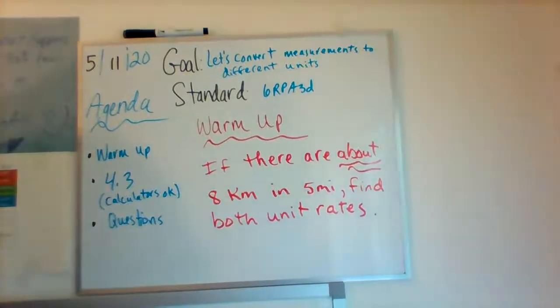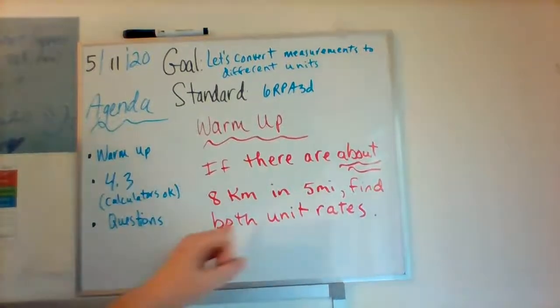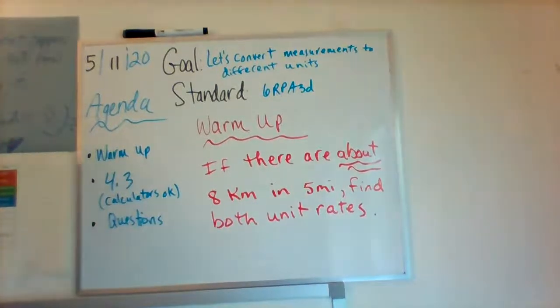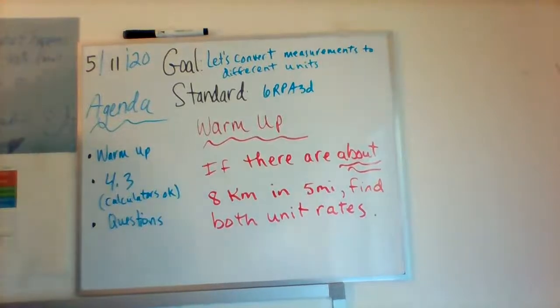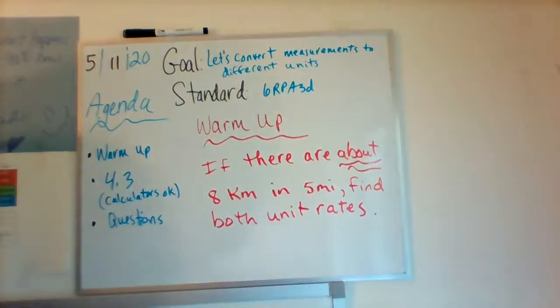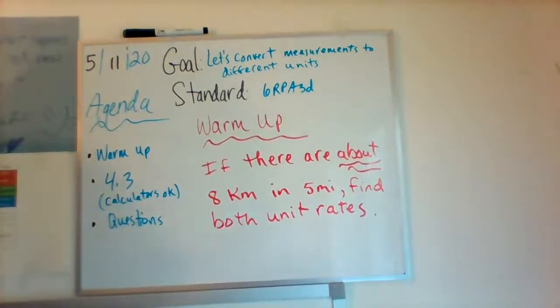But if we just go with approximately 8 kilometers in 5 miles, okay, this is km for kilometers, mi for miles. 8 kilometers in 5 miles. If that's the rate that we are given, I want you to find both unit rates. There are 2 unit rates here. I don't know if you remember. Hopefully you do, because we did unit rates in Unit 2.